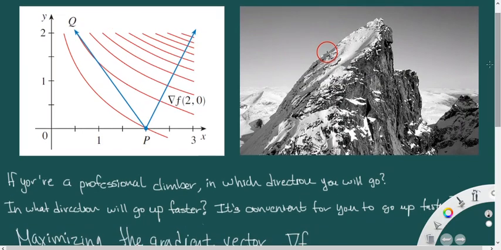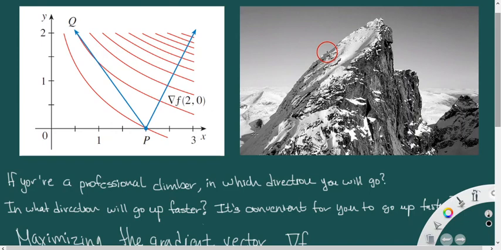In this picture, you have a mountain in Norway, and let's suppose that you are a professional climber and you're about to climb this mountain. So, one of the questions could be, in what direction will you go up faster? In what direction?